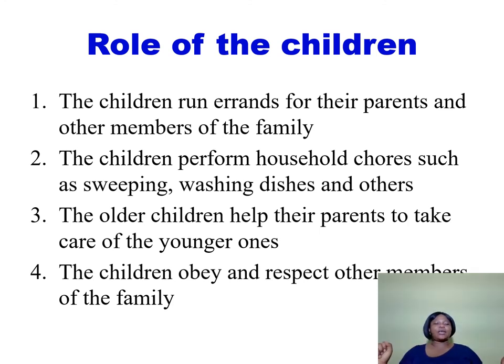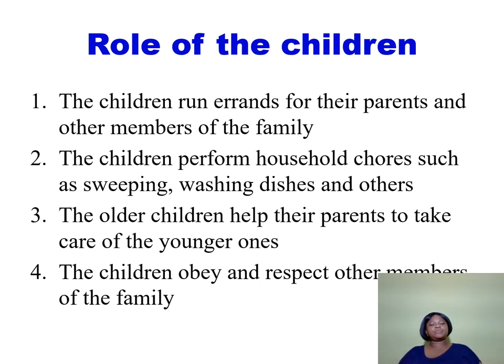Let's take this. Okay. So one, the child runs errands for their parents and other members of the family. As I told you earlier, as a kid, what are you supposed to do? You go on errands to buy things, a whole lot. And it's good for you to do that, okay? I hope you have been going on errands for mommy and daddy. Good. Alright, number two. The children perform household chores such as sweeping, washing dishes, and others. We sweep in the morning, then after eating, we do dishes and we wash our clothes as well.